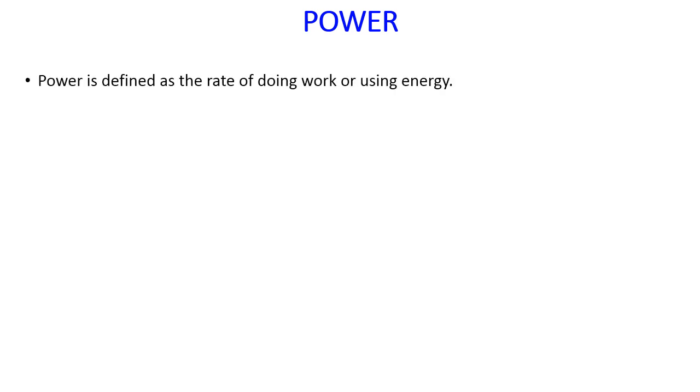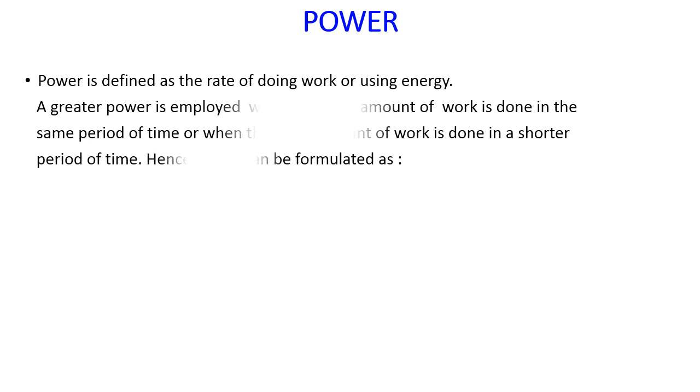After we learn about the relation of work and kinetic energy changes and the relation of work and potential energy changes, now we will learn about power. Power is defined as the rate of doing work or using energy. A greater power is employed when a greater amount of work is done in the same period of time, or when the same amount of work is done in a shorter period of time.